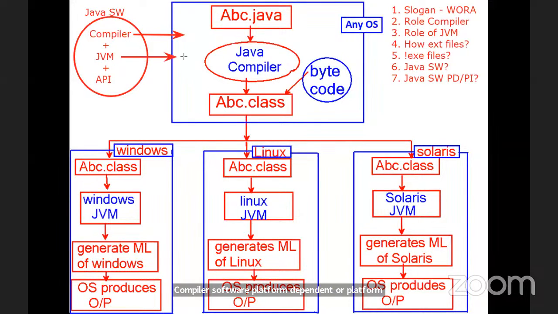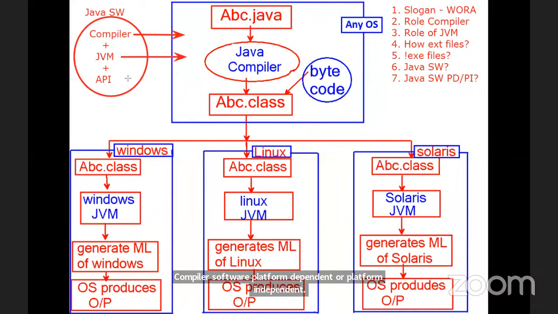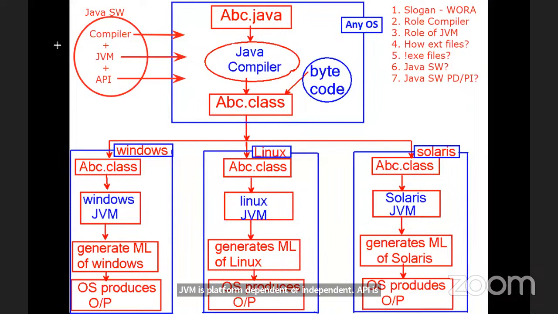Is JVM platform dependent or independent? Is API platform dependent or independent? Come on, tell me now. Compiler is platform independent. Why? Because we are using only one compiler software for all operating systems. Input is Java, output is also Java for the compiler.